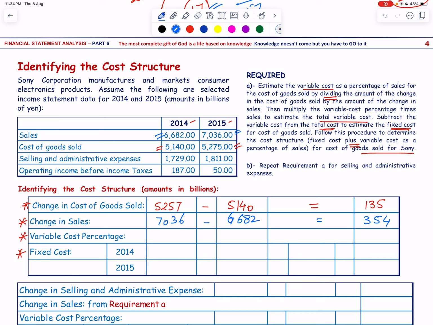Next, we are going to determine the variable cost percentage, and the variable cost percentage will be equal to the change in the cost of goods sold, that is 135, divided by the change in sales, that is 354, and this will be equal to 0.381. So that is the variable cost percentage, 0.381.